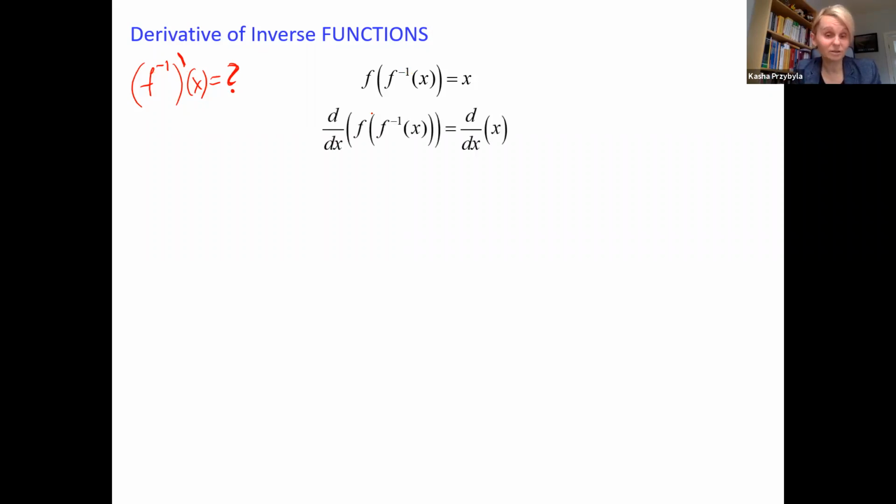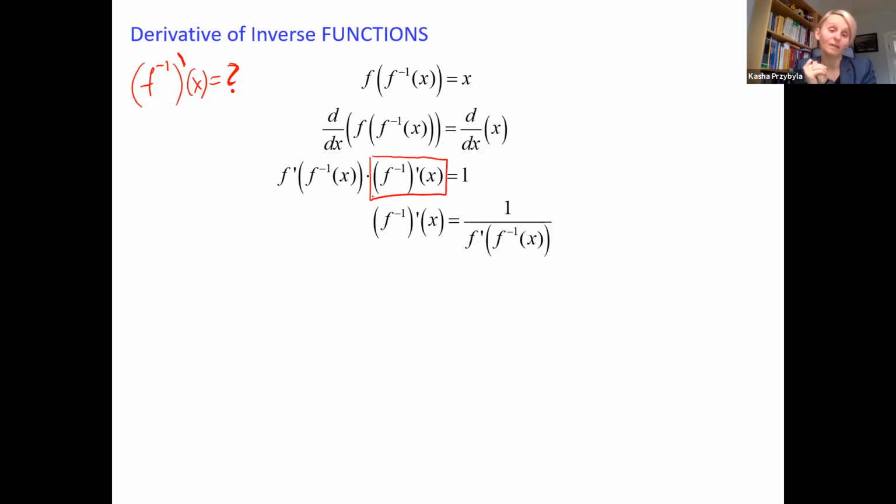I will differentiate the equation like it is with respect to x. On the right hand side, I have just x, whose derivative is 1, but now we have to be careful. On the left hand side, derivative of the outer function times derivative of the inner function. So we remember, f prime, and still the input is the original input, f inverse, times derivative of the inner function. Now we can see just the chain rule. And this is the part that I'm looking for.